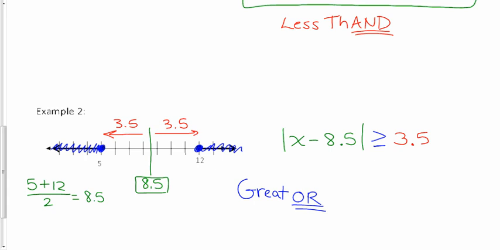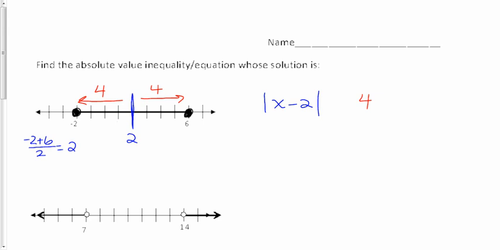Pause the video and try the examples on the next page on your own. The center of the first number line was at 2, so I have the absolute value of x minus 2. I went out 4 in either direction, so the right side of my inequality is 4. I have 2 solid points, so I need an equal to with my inequality. And I'm in between the 2 values, so my distance is less than or equal to 4.